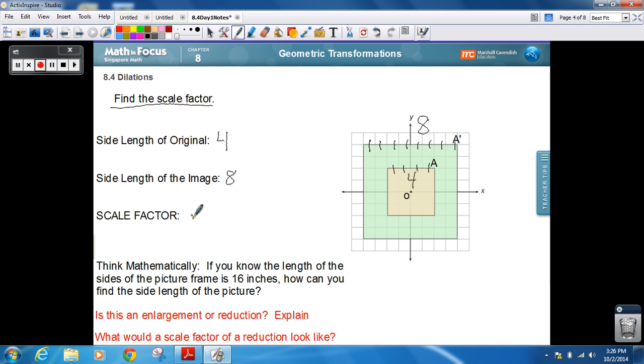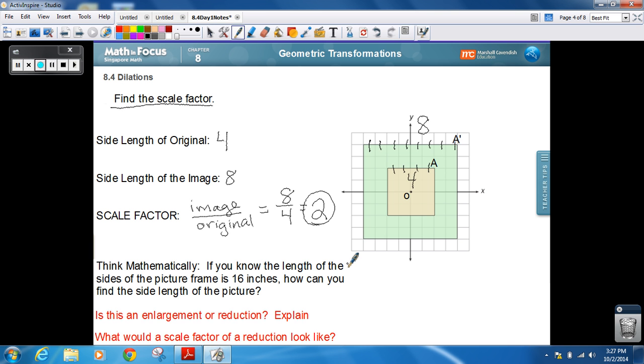The scale factor, you have to be careful how you set it up. The scale factor is the image over the original. The image is 8 over 4, which reduces to a scale factor of 2. Okay, let's make sure this makes sense. Our original was smaller, so this is an enlargement. That means this number should be greater than 1. Since it is greater than 1, it makes sense that it is an enlargement. That's how you can check to make sure you set up your scale factor correctly.